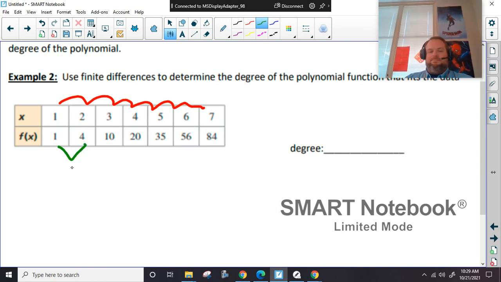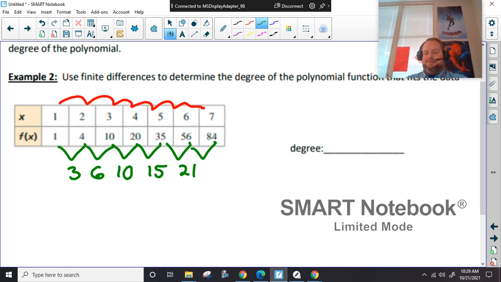From 1 to 4, I get 3. What about right here? How do I get from 4 to 10? Okay. 10 to 20. Okay. 20 to 35. Okay. 35 to 56. 21. And 84 to 56. Yeah, I know. Listen, I stopped right here. With my mental math, I needed the calculator. Yeah, 28. All right. That's our first difference.